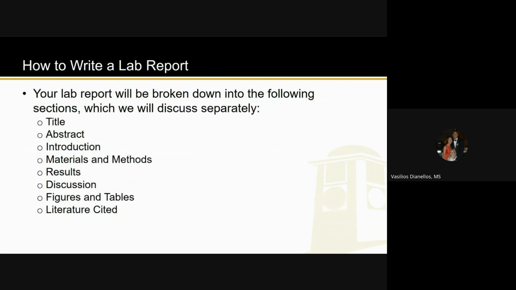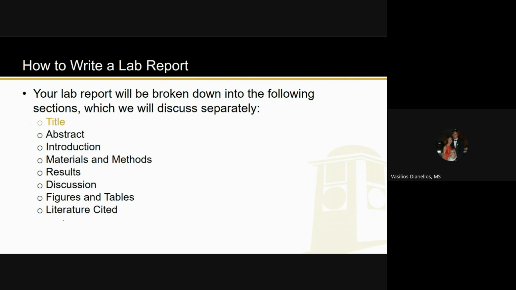So here's what it's going to be broken down to, right? Your lab report is going to be broken down in the following sections. Each one of these we're about to discuss separately, and each one of them is going to be labeled. We're going to have a title, then an abstract, then an introduction, materials and methods, results, discussions, figures and tables, literature cited, all in this order. Don't mess the order up.